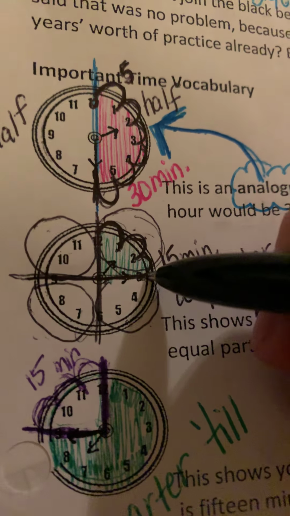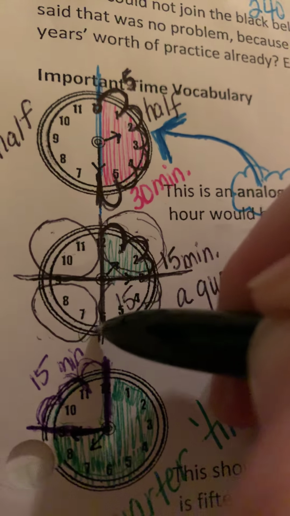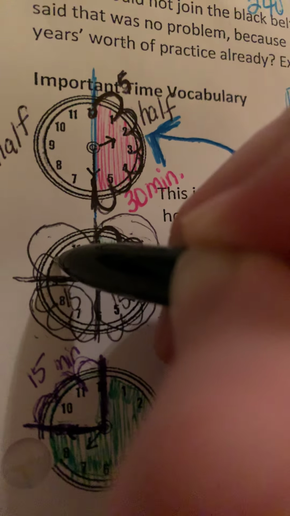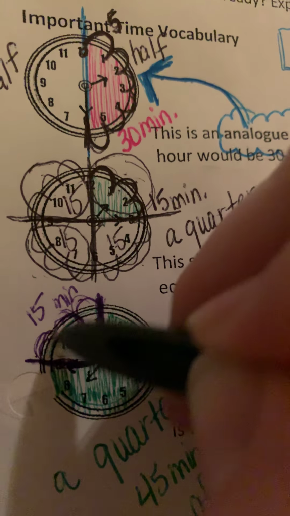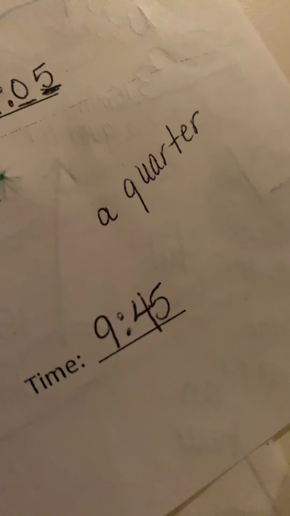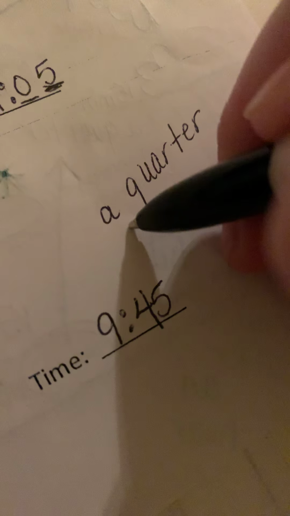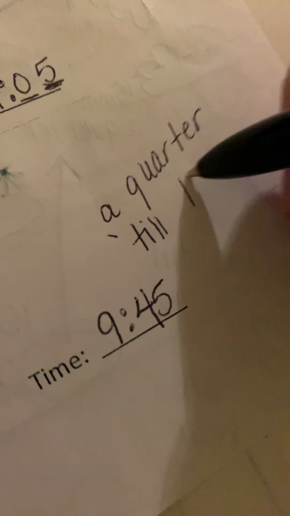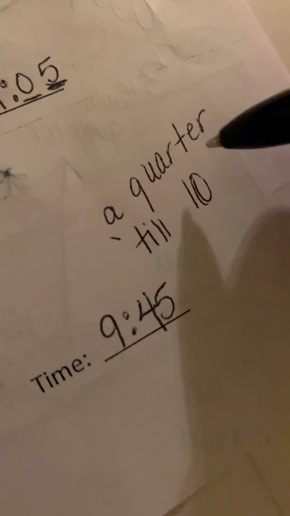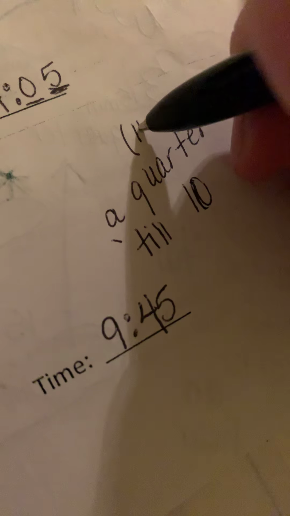And this should seem a little familiar. One quarter's 15. 5, 10. There's another quarter. 5, 10, 15, another quarter. 5, 10, 15, another quarter. Quarters in time are 15. When you have 15 minutes left, it is a quarter till the next hour. So you could say it is a quarter till 10. How many minutes are in a quarter? 15. So let's write that in parentheses.